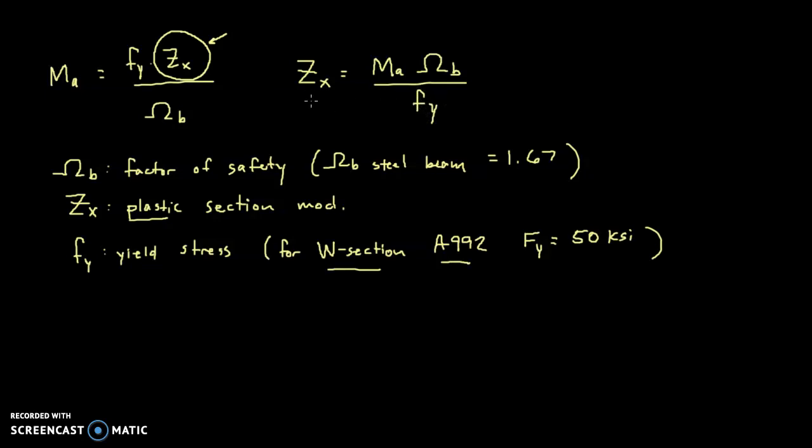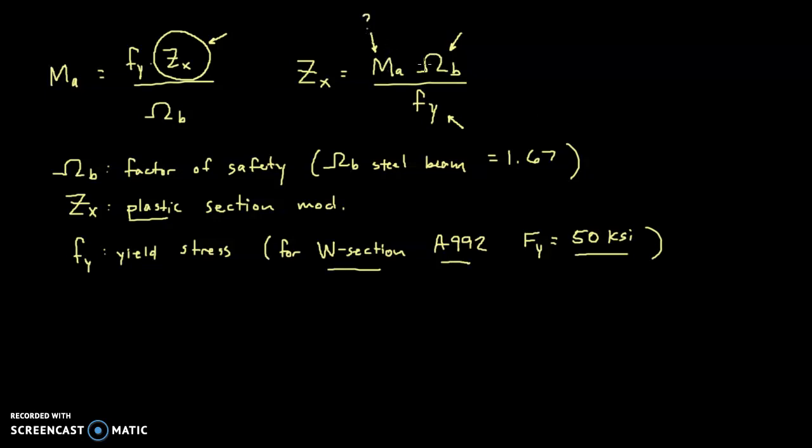So this is our first step in the design process: we're going to look at our beam and figure out what is the maximum moment being applied to this beam. The factor of safety is basically going to be a constant, 1.67, as is the yield stress. It's pretty much a constant as well because the vast majority of wide flange sections are made from A992 steel, which has a 50 ksi yield stress. So really it all comes down to the moment.